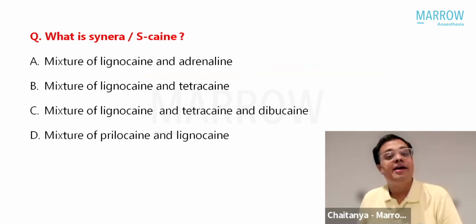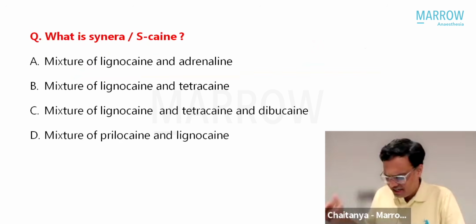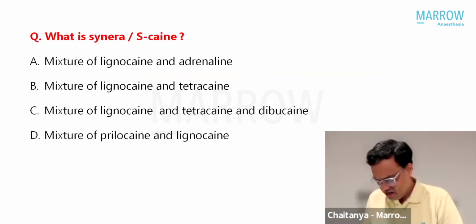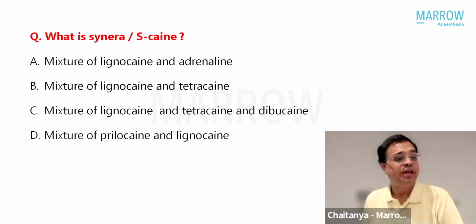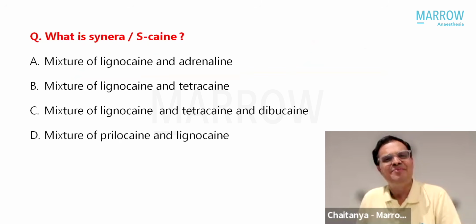What is Cyanera escape? Option A, mixture of lignocaine and adrenaline. Option B, mixture of lignocaine and tetracaine. Option C, lignocaine, tetracaine and dibucaine. Option D, mixture of prilocaine and lignocaine. So obviously everyone will rule out option D. And this, I think, if I'm not wrong, because I attempted this question in NEET PGSS 2017, and I saw this question. 2017. Okay, I didn't join, but I attempted 2017. First time it has introduced NEET SS.